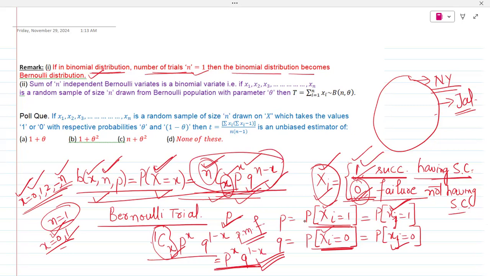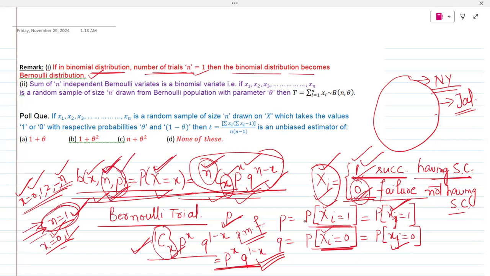Now in binomial, what do we call these n and p? We call them the parameters. Since n is 1 now, it is no longer a parameter because its value is known. It has become a constant. So what is the only parameter in Bernoulli? The only parameter is p. I repeat, in the binomial distribution, the two parameters are n and p.